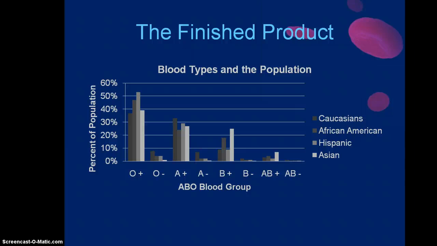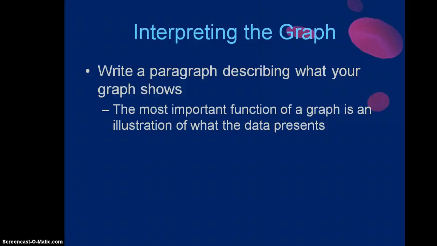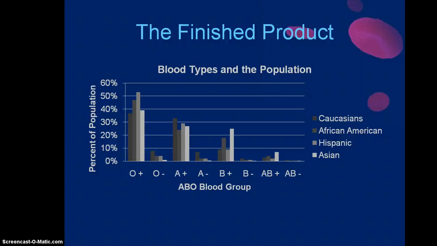The colors don't show up on this PowerPoint, but this is what the finished product actually looked like. And now, what I'd like for you to do is actually interpret what your graph is showing. This is the most important part. The graph's function is to illustrate what the data represents. But you need your audience to be able to look at this graph and say, it looks here like O positive is by far the most common blood type. And obviously, AB negative is the least popular of the blood groups.